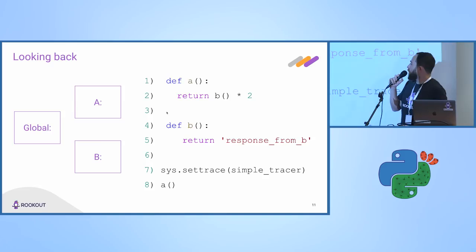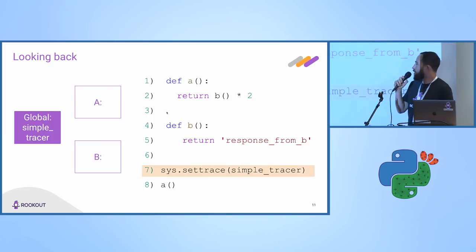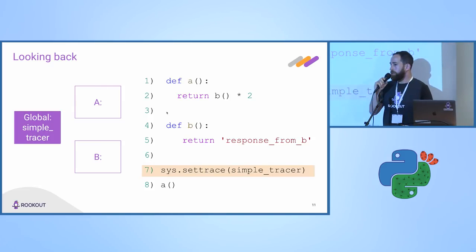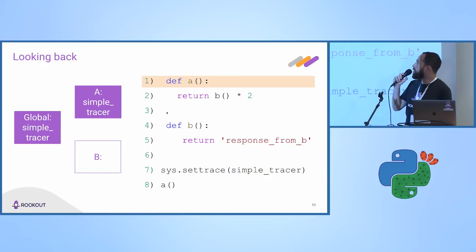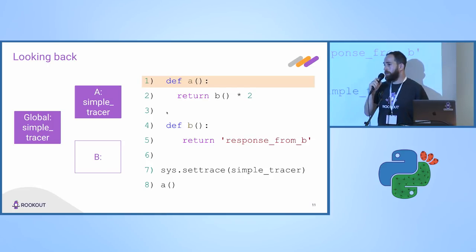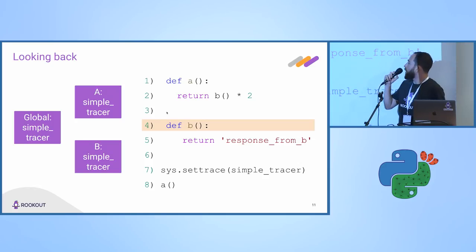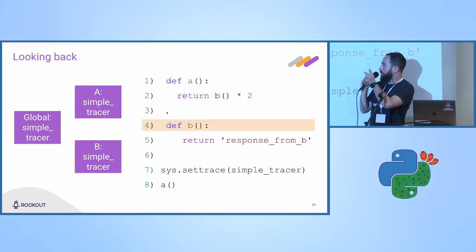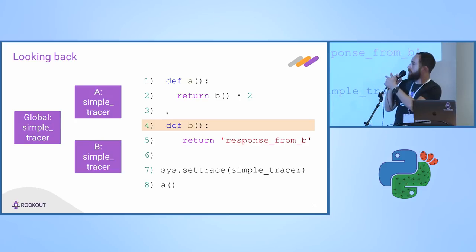Let's take a look at how it looks. When we call sys.settrace, we set the global tracer, simpleTracer. When the call event for A is executed, we return simpleTracer, which is set as the tracer for the frame. And when B is executed, we return simpleTracer, which is set as the tracer for the frame. As we return, the interpreter is unwinding the stack, and it's going to use the local tracer of the relevant level.